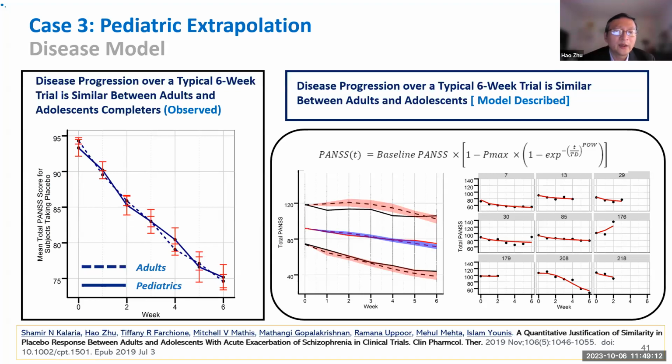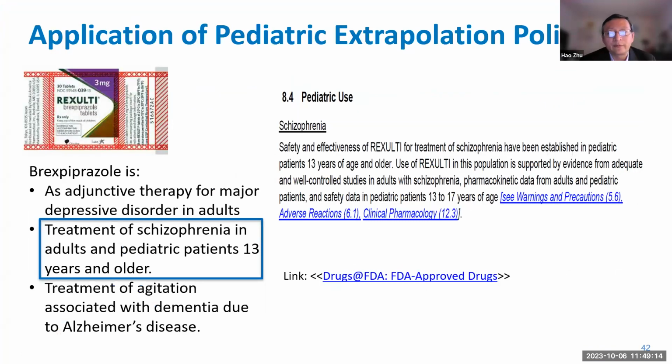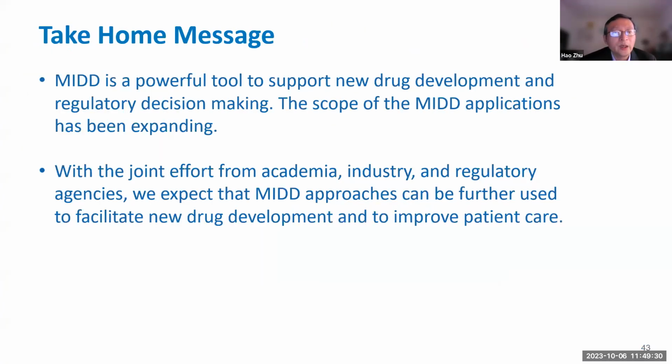Next one, please. And brexpiprazole is the first drug to which this policy was applied, and you can see the usage of brexpiprazole has been extended from adults to pediatric patients 13 years and older for treating schizophrenia. And next one, please. Last but not least, I'm going to conclude my presentation.